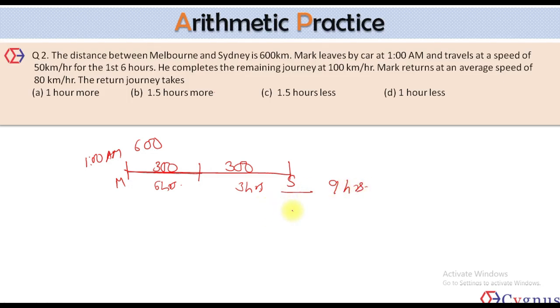Now Mark returns at an average speed of 80. He needs to cover 600 kilometers at a speed of 80. So he'll take how much time? 60 by 8, 30 by 4, 15 by 2. That is 7.5 hours. So he'll only take 7.5 hours instead of 9. So I can say that he'll take 1.5 hours less than the previous one.